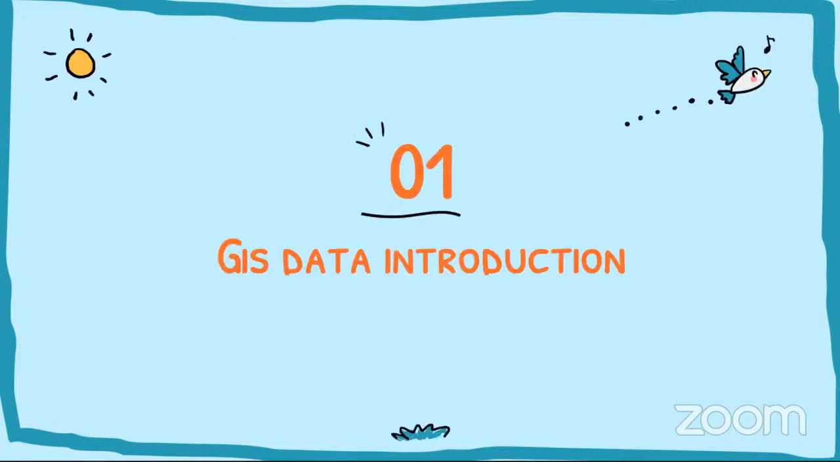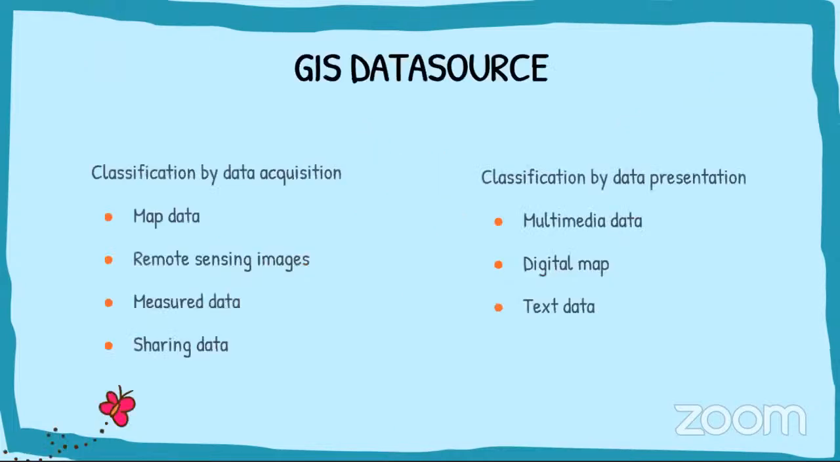Okay, first we're going to learn about the GIS data introduction. For a GIS data source, as we know, it can be classified into two different types: the classification by data acquisition, and the classification by data presentation. For data acquisition, there are map data, remote sensing images, and measured and sharing data. While for data presentation, it has multimedia data, digital map, and text data under it.